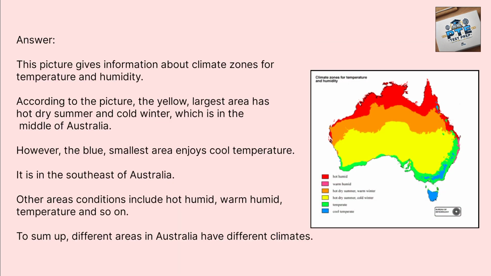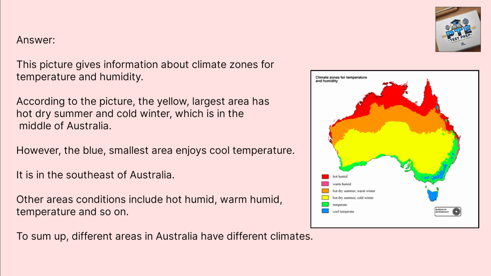This picture gives information about climate zones for temperature and humidity. According to the picture, the yellow, largest area has hot dry summers and cold winters, which is in the middle of Australia. However, the blue, smallest area enjoys cool temperatures. It is in the southeast of Australia.